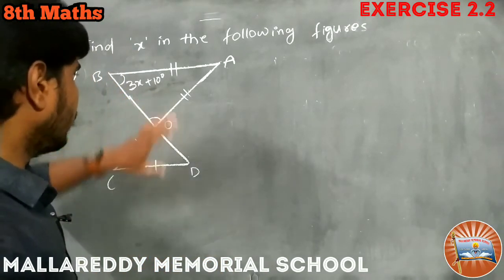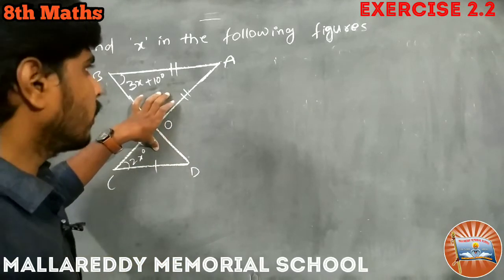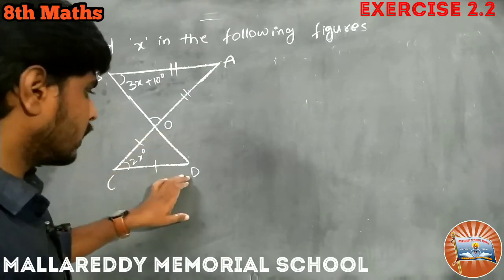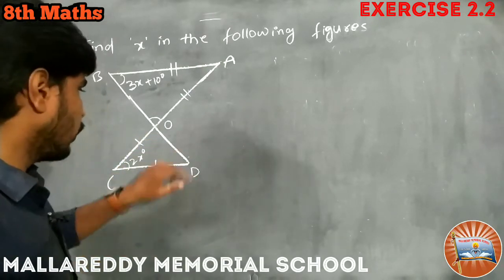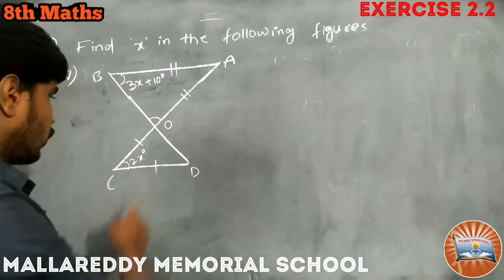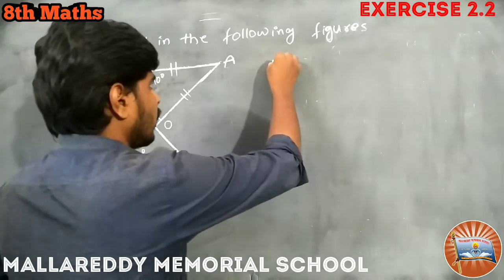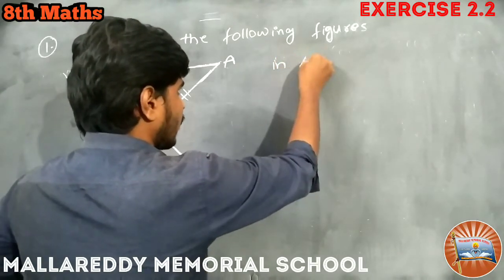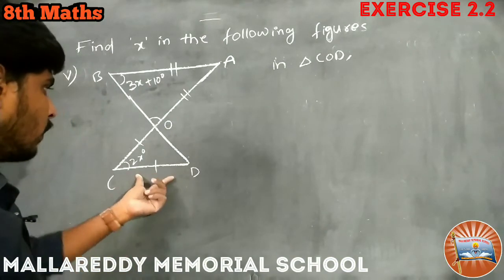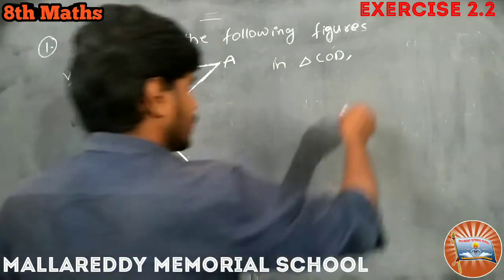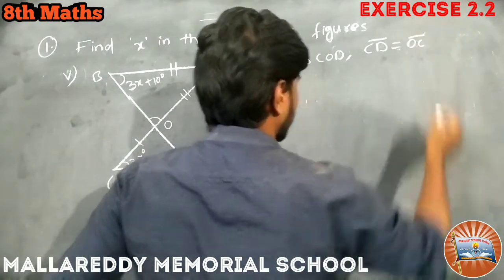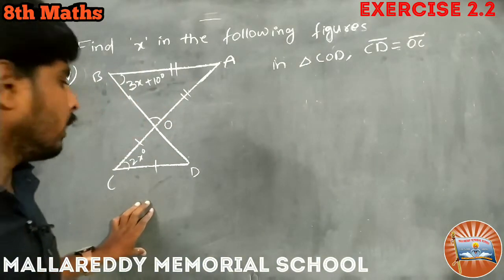Now problem number 5 in the first bit. This is the given figure. In this figure we have triangle BOA as well as COD, which is another triangle. So COD and BOA are two triangles given here. I am taking the first triangle, COD. In triangle COD, given CD side is equal to OC. What is given? CD side is equal to OC.